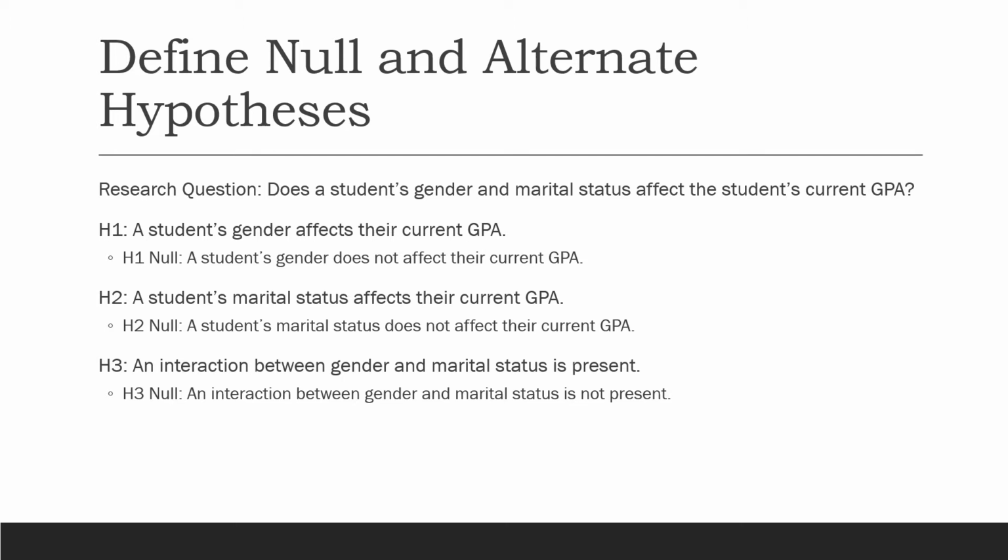And our third is testing the interaction between gender and marital status. So we want to see if the interaction is present, and then if the interaction is not present.